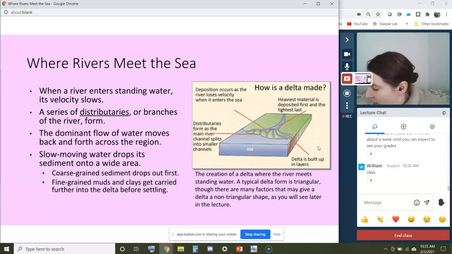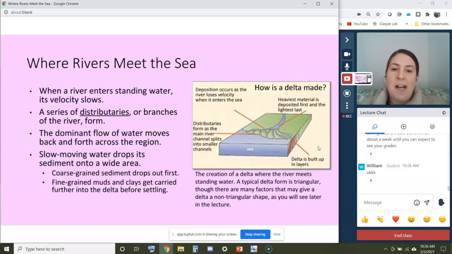All right, first case, a delta where the river meets the sea, or the lake, or any sort of large standing body of water. So when a river enters standing water, its velocity slows. That standing water serves as an actual barrier to movement. So you just get something moving really fast, kind of crashing into something that's not moving at all. As that water slows down, it kind of backs up.